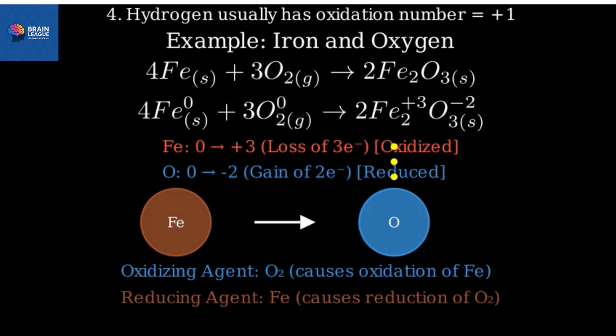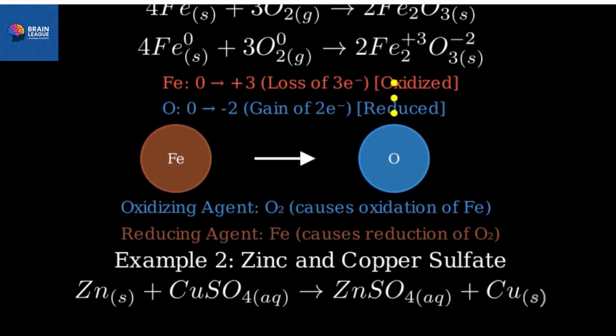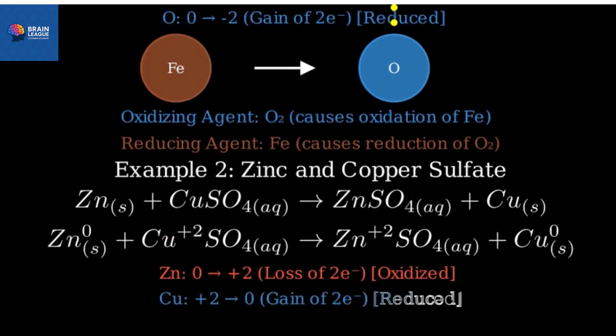Here's another classic example: the reaction between zinc metal and copper sulfate solution. Zinc plus copper sulfate yields zinc sulfate plus copper. In terms of oxidation numbers, zinc goes from 0 to +2, and copper goes from +2 to 0.